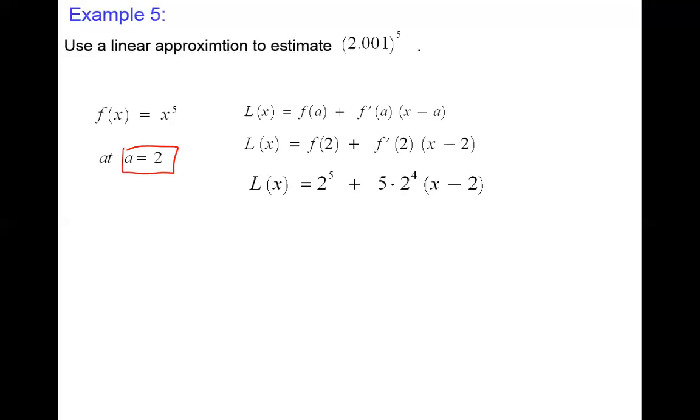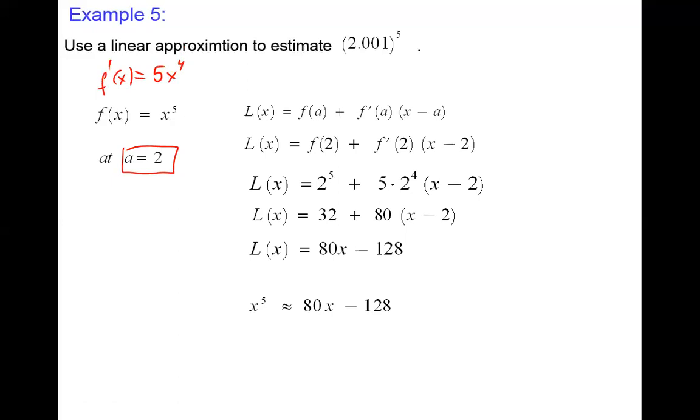2 to the power of 5, and the derivative of the function x to the power of 5, of course, is 5x to the power of 4. x is 2, a is 2. 32, 80, and I can distribute. That's the linearization. That means the function x to the power of 5 could be approximated by just the line 80x minus 128.